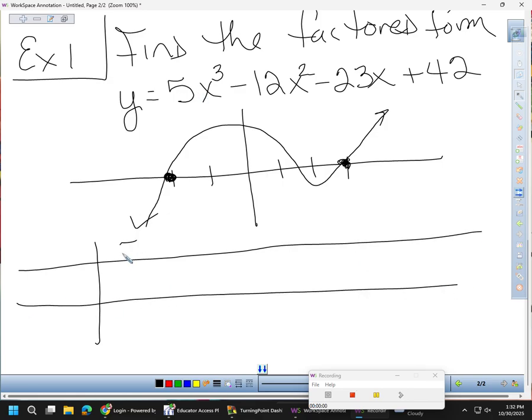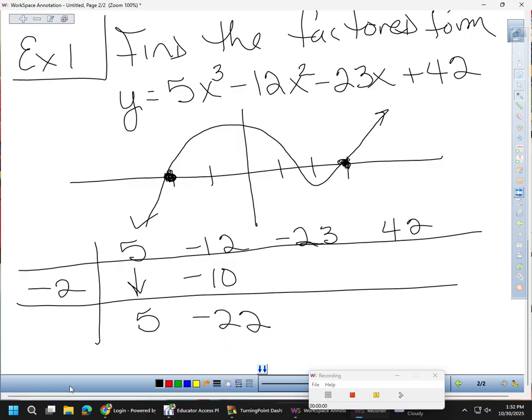So my coefficients are 5, -12, -23, and 42. Let's start with my first zero at -2. Bring down my 5. -2 times 5 is -10. Add those together, I get -22. -2 times -22 is 44. Add those together, I get 21. -2 times 21 is -42. And there's no remainder. Excellent.